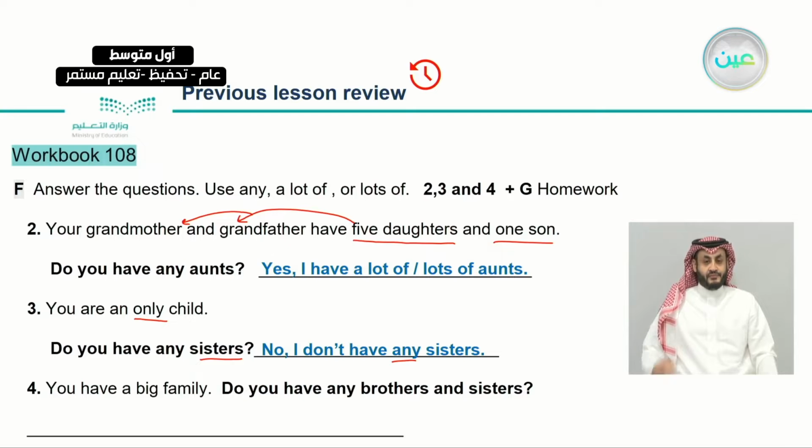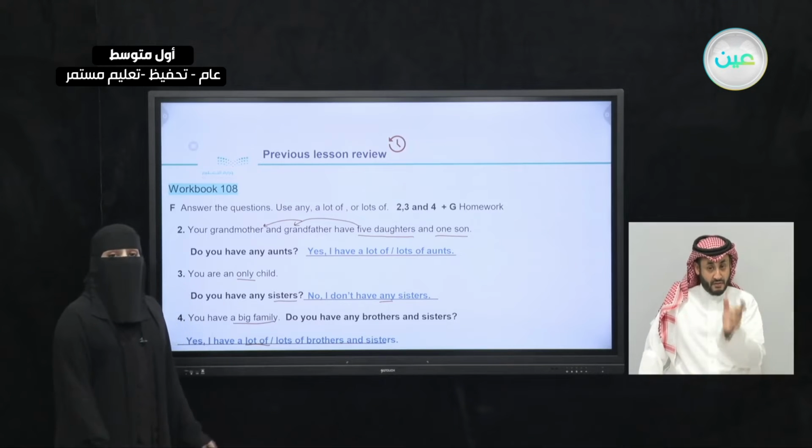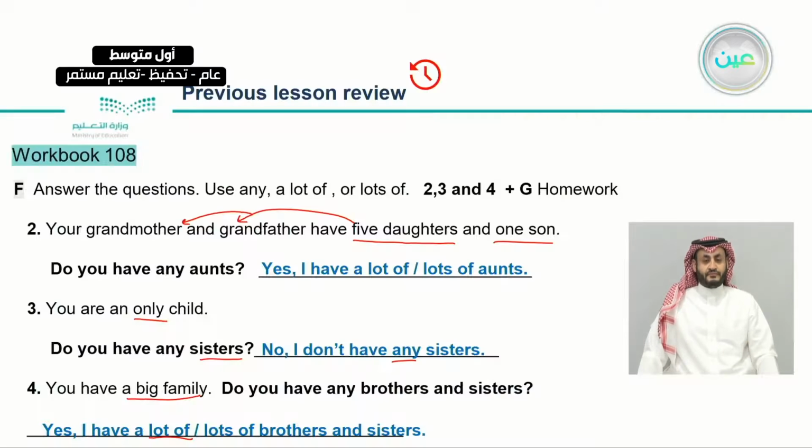Number 4, you have a big family. Remember, we learned how to describe families. Big family, small family. Do you have any brothers and sisters? What do you think? You have a big family, so of course, yes you do, right? Yes, I have a lot of or lots of brothers and sisters. Take a moment, double check your answers, make sure you have everything correct.